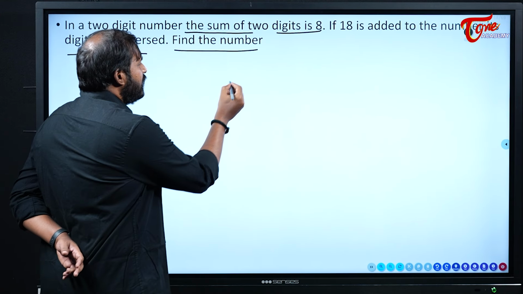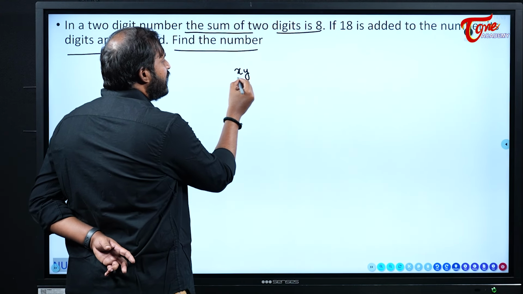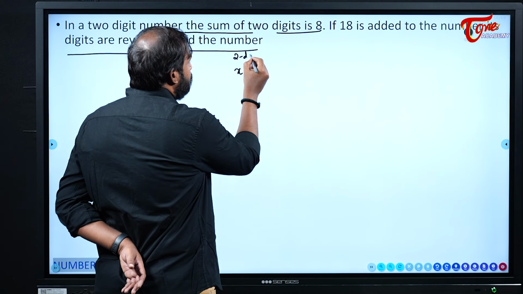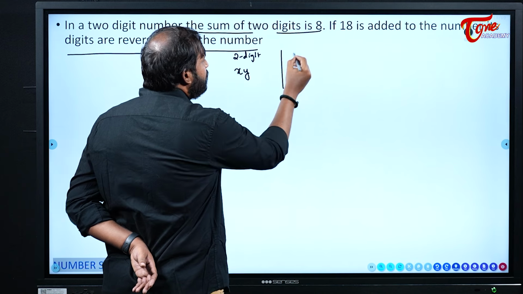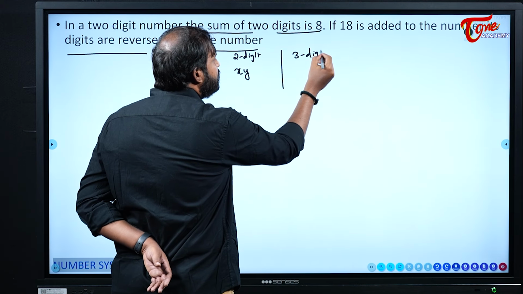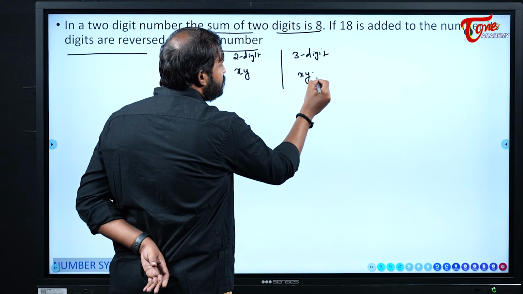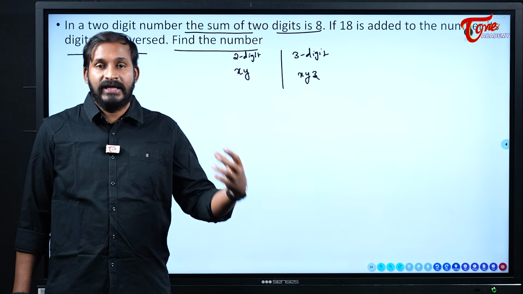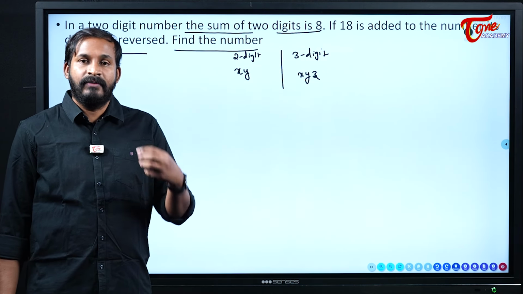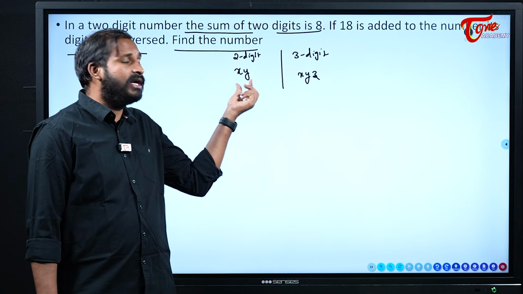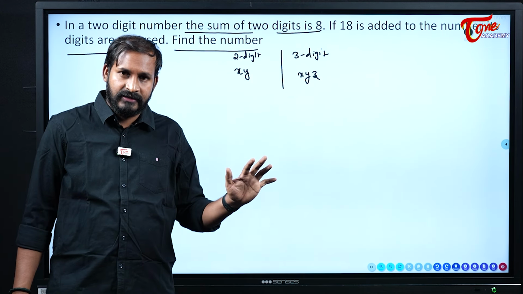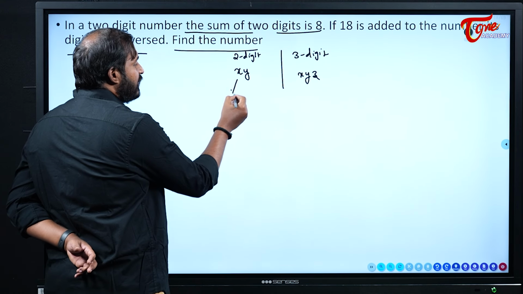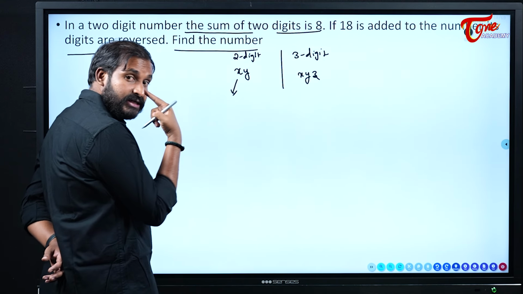Generally any two-digit number you can assume as xy. If you want to assume a three-digit number, you can assume it as xyz. There is nothing wrong in that. But when you perform any mathematical operation, while assumption you can take xy and xyz, but when you perform a mathematical operation, you need to take that y is in units place and x is in tens place, right?